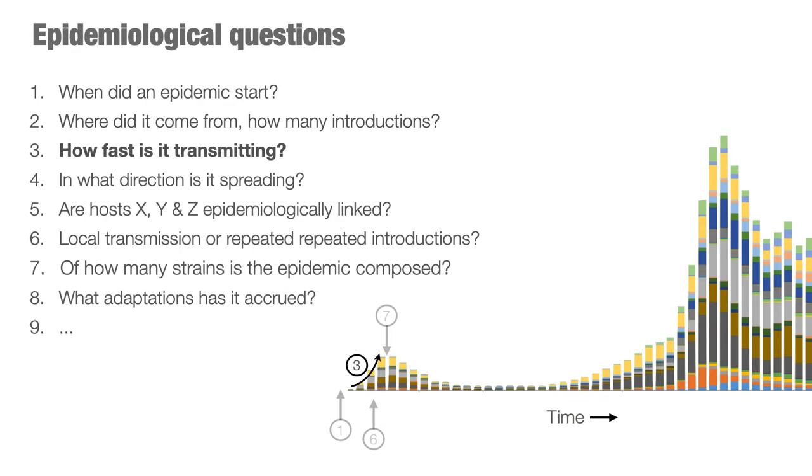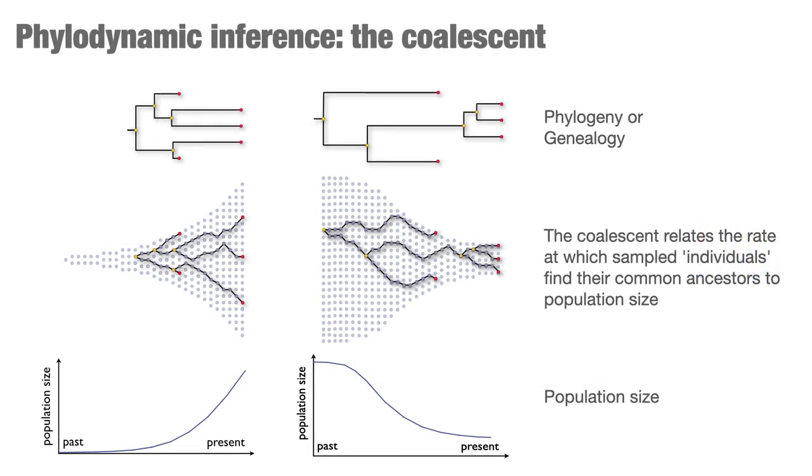Other phylodynamic questions focus on the rate of viral spread. This is something that can be addressed with traditional modeling of epidemiological data, but phylodynamic analysis of genomic data may offer an interesting complementary approach here. This is because the shape of a tree reflects how the size of the sampled population has changed over time.